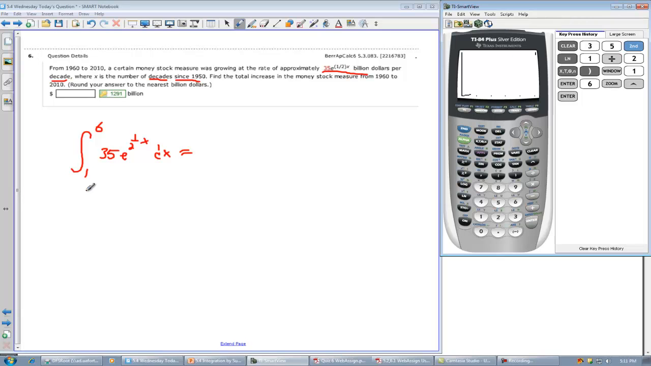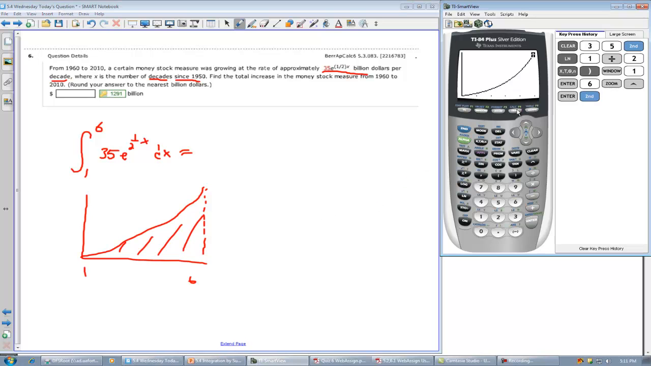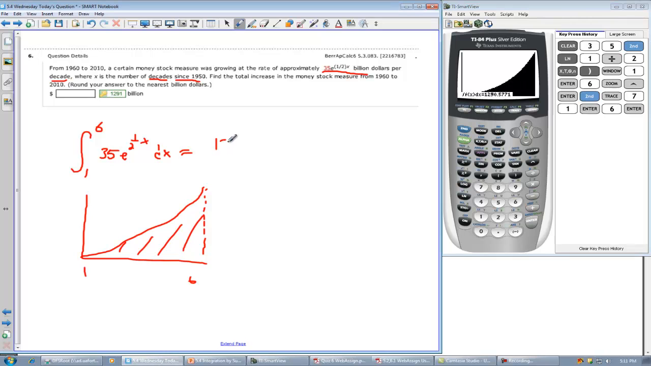And so we can draw the graph here. So I'm going from 1 to 6. I'm looking for this area, and I just hit second trace, go down to number 7, and the lower limit is 1, the upper limit is 6, hit enter, and we'll round to the nearest billion, so 1,291, since it's 0.5 billion dollars.